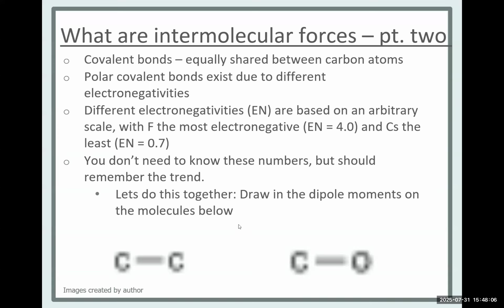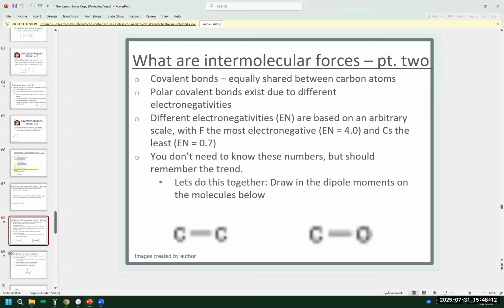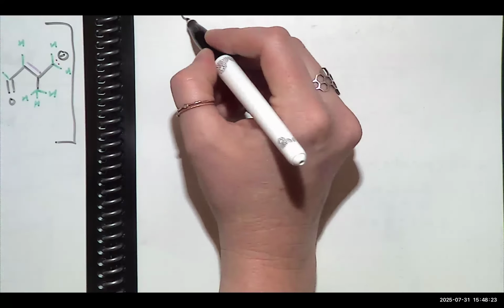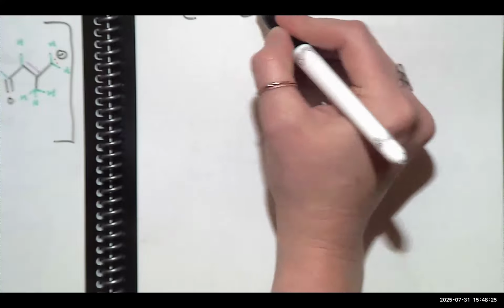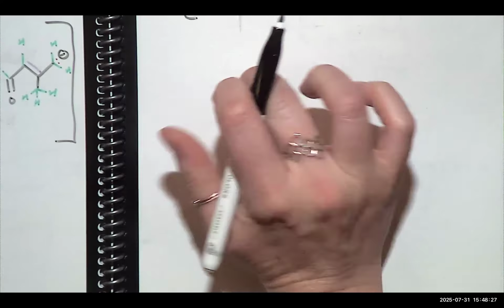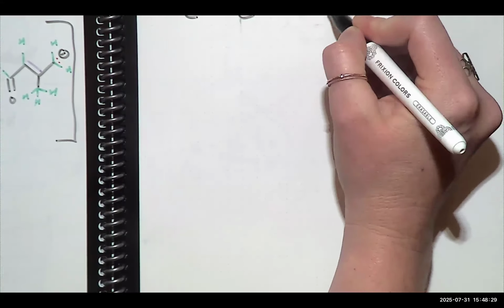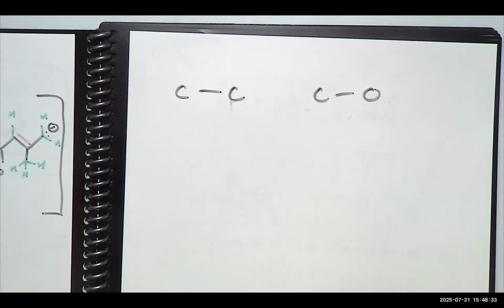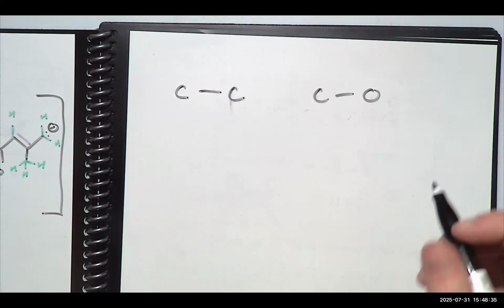Draw in the dipole moments on the molecules below. You can do that on your own notes if you have them. I will redraw it over here on my notepad. Okay, so we have carbon, carbon on the left, just like it is in the slide, and carbon, oxygen on the other.